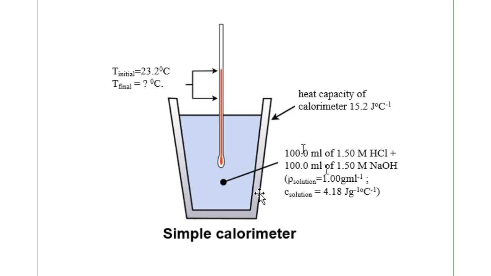There are two solutions, meaning that the mass of the solution is 200 ml, equal to 200 gram, because the density is 1 gram per ml. And then the specific heat capacity of the solution is given, and the heat capacity of the calorimeter is given. So the heat released by this reaction is absorbed by the calorimeter and absorbed by the solution. And now the question asks about the final T. Let's check the answer.